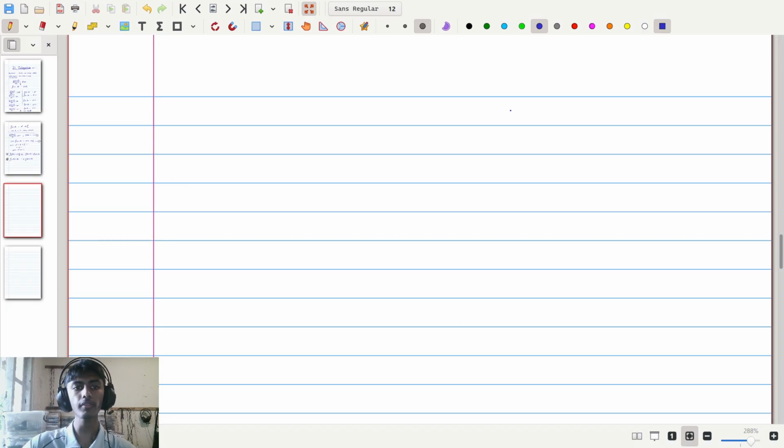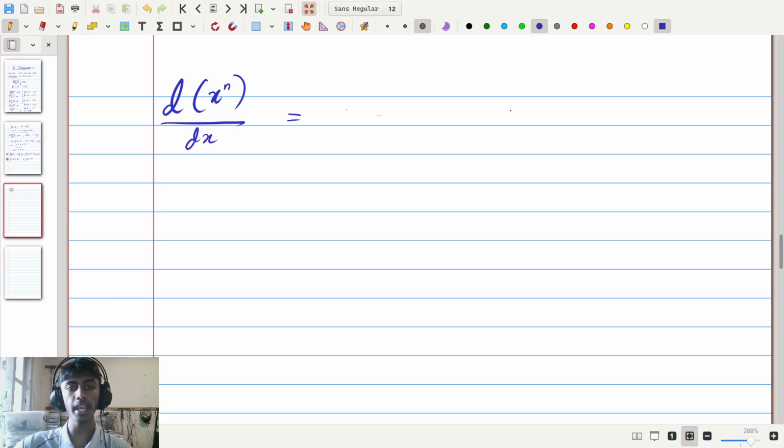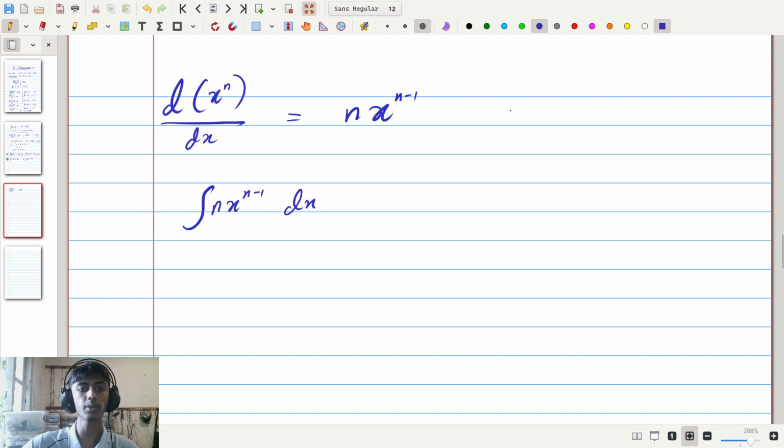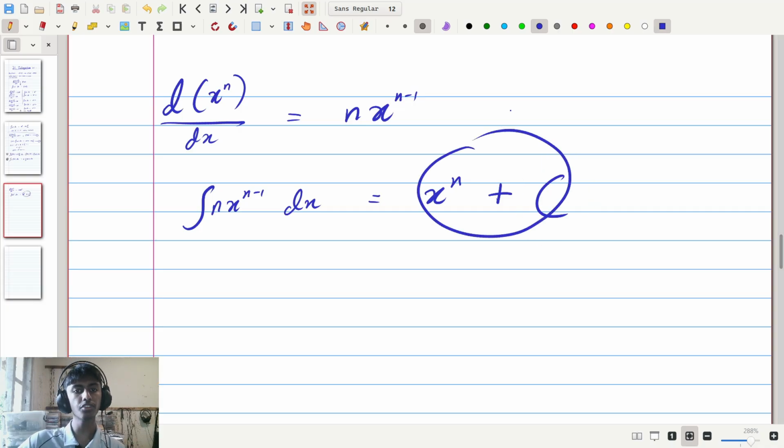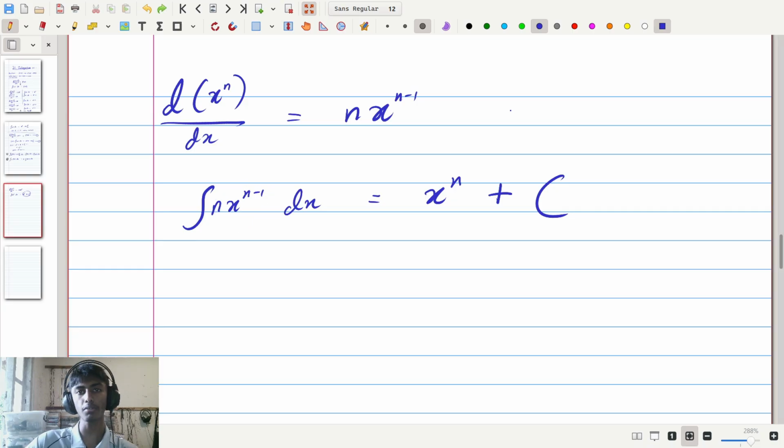So then, we know from our derivative rules that the derivative of x to the power of n taken with respect to x is going to be n times x to the power of n minus 1. Therefore, the integral of n times x to the power of n minus 1 taken with respect to x is going to be x to the power of n, but recall we need to add a c here because any set of functions x to the power of n plus c would result in their derivative being n times x to the power of n minus 1. So therefore, the integral of n times x to the power of n minus 1 with respect to x is going to be x to the power of n plus c.